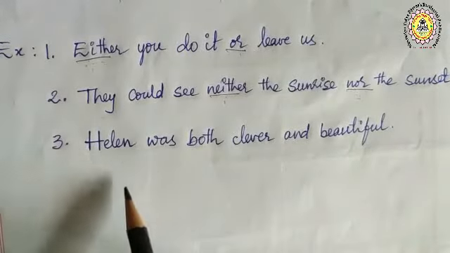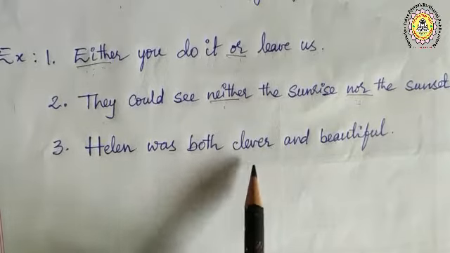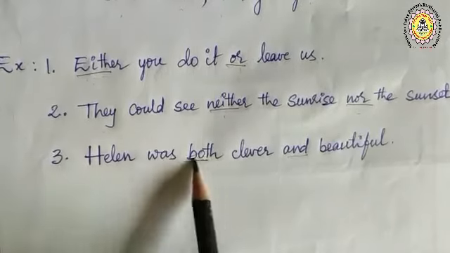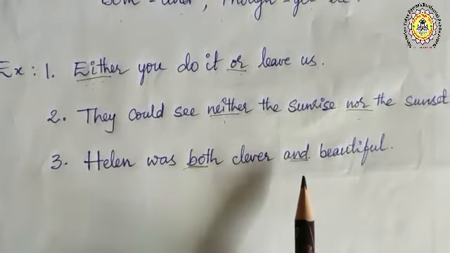Now let us go to our third example. Helen was both clever and beautiful. Here both and, these two are said to be correlative conjunctions.